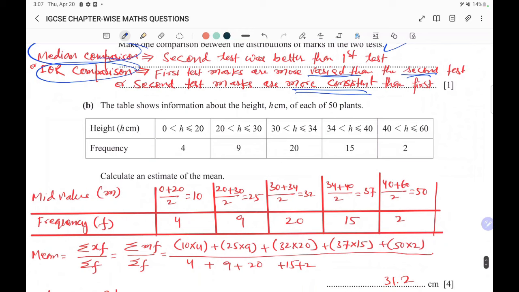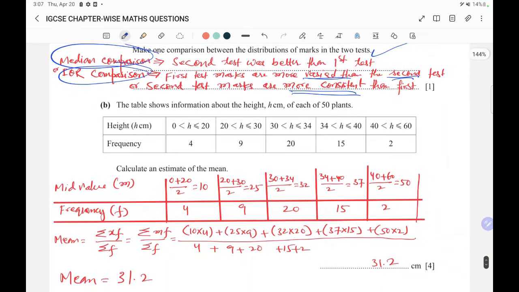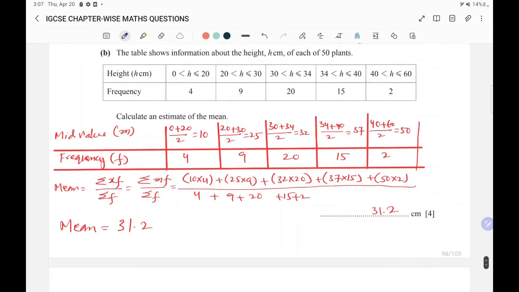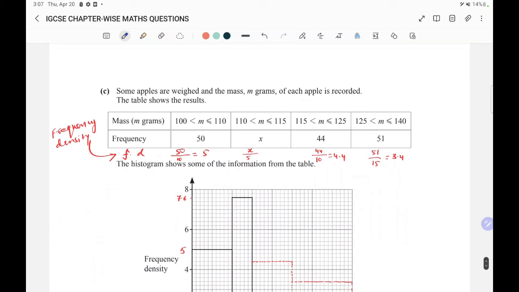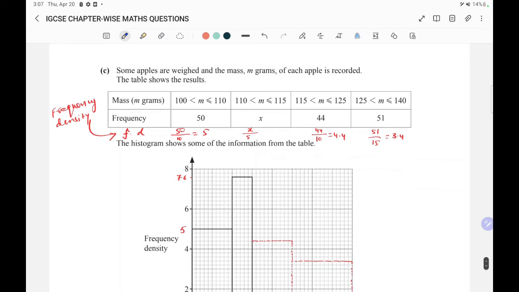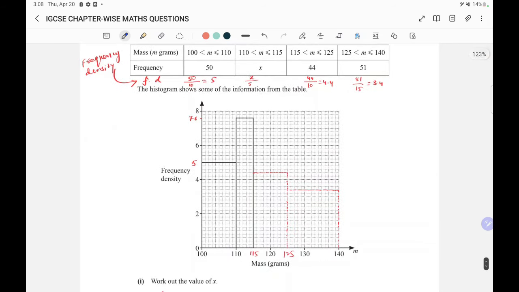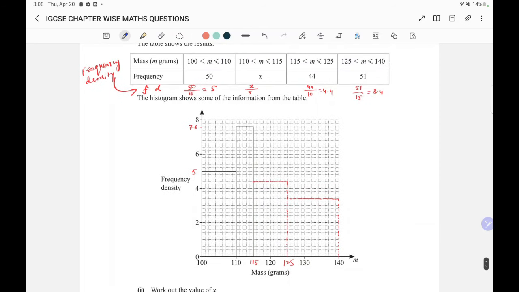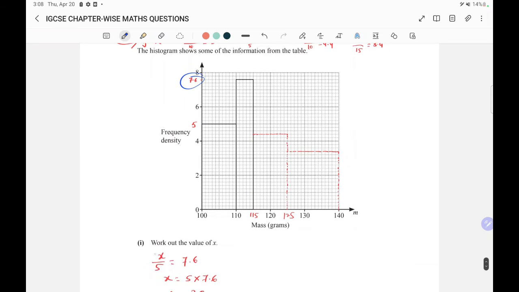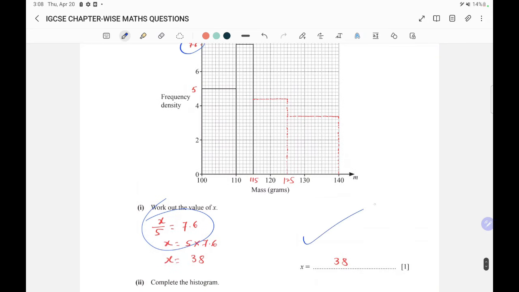The table shows information about the height in centimeters of each of 50 plants. Okay, fine. Then midpoint. Calculate the mean. Okay, I already explained that. Some apples are weighed and the mass is m grams. So find the frequency density, as you know that is frequency over class width, so 50 over 10. Likewise, I wrote. Now the first is 100 to 110. It is 5. Then 110 to 115, it is given 7.6, right? So x over 5 is 7.6. x is 38.